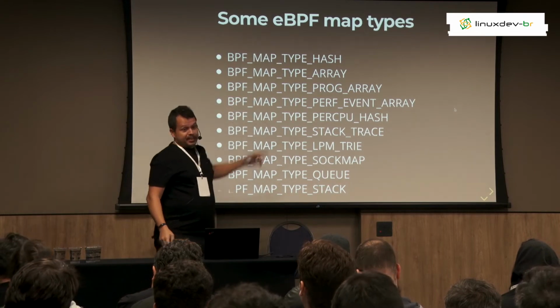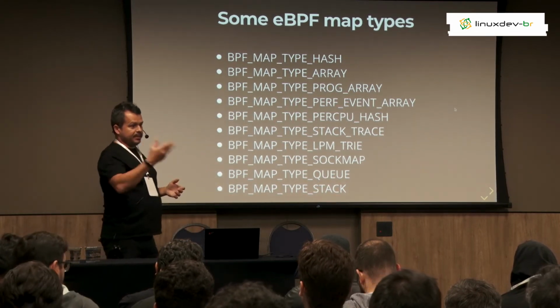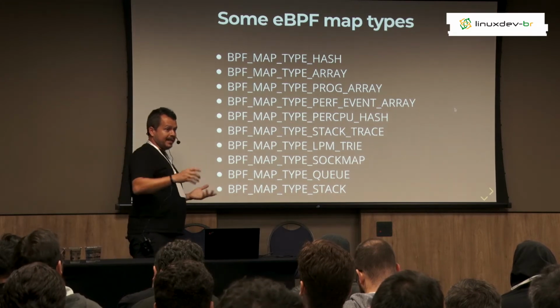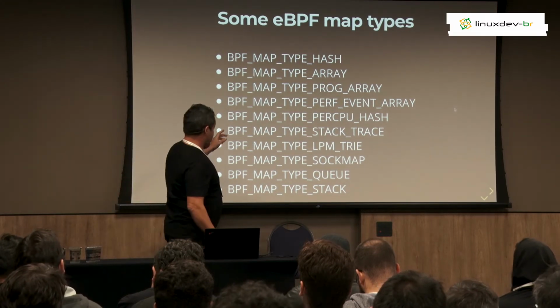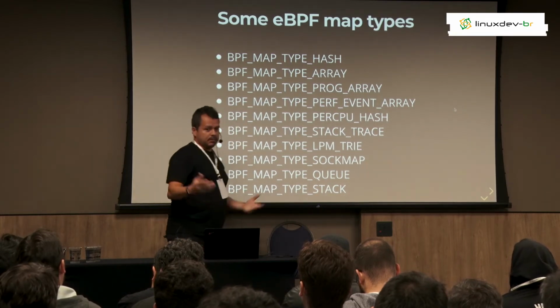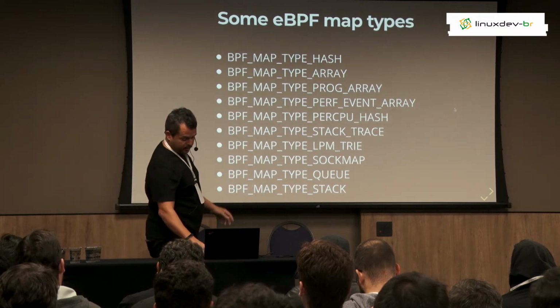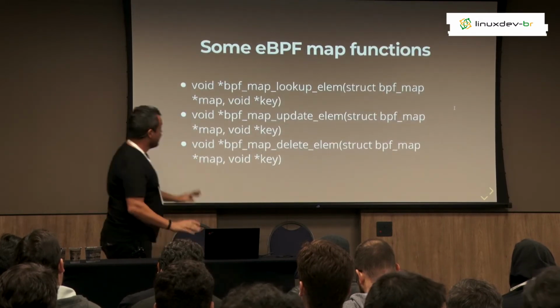The other one is a hash. It's interesting when you have, let's say, a PID, or a string, and you pass it, it will hash, and then you get it like an associative array. You have stack, queue. There are several others. The documentation tells how to use them.